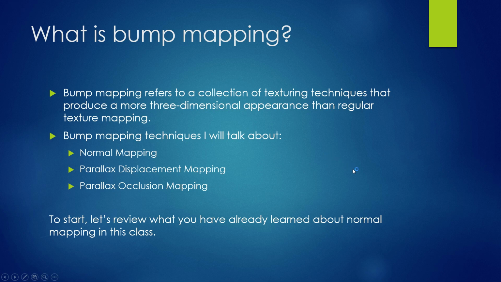Bump mapping refers to a collection of texturing techniques that produce a more three-dimensional appearance than regular texture mapping. There are a few types of bump mapping that I'll talk about. Normal mapping is the most base one that's used for all of them. Then parallax displacement mapping is a type of height mapping that is an approximation. I'll get more into that. And then parallax occlusion mapping is the more accurate version of that.